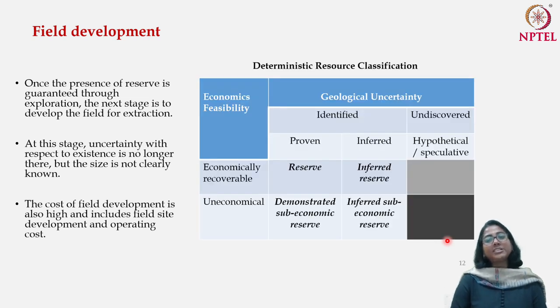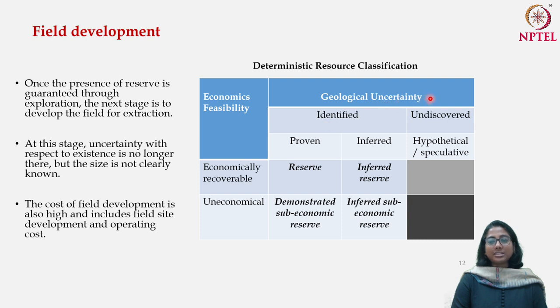Depending on the economic feasibility and geological certainty or uncertainty, the resources can be classified in the following manner. Under the economic feasibility, there are two categories. One is economically recoverable. So the reserve that you have can be recovered economically so that you have some profit. The other can be uneconomical. So in case of uneconomical reserve, the reserve is there in place, so the result of the exploration activity is positive. However, it's not economically feasible to take that resource out of the ground.